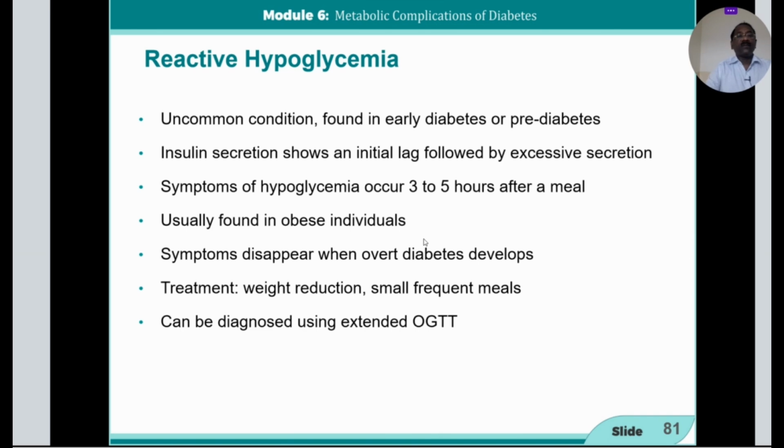Reactive hypoglycemia is an uncommon condition found in early diabetes or pre-diabetes. Insulin secretion shows an initial lag followed by excessive secretion. Symptoms of hypoglycemia occur 3 to 5 hours after a meal, usually found in the obese. Symptoms disappear when overt diabetes develops. Weight reduction is most important, along with small frequent meals. It can be diagnosed by using the extended OGTT.